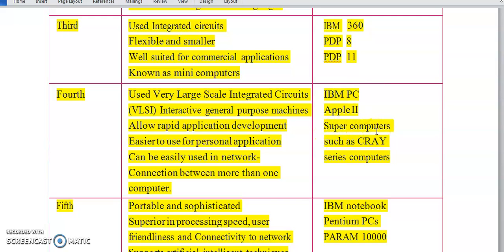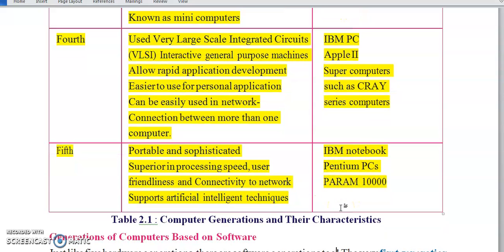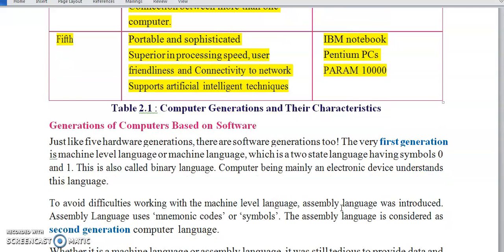Supercomputer is an example of the fourth generation of computer. Fifth generation: portable and sophisticated, superior in processing speed, user friendliness and connectivity to network, supports artificial intelligence techniques. IBM notebook, Pentium PCs and Param 10,000 are examples of this computer. So all these generations are seen as per the hardware used for the computer.